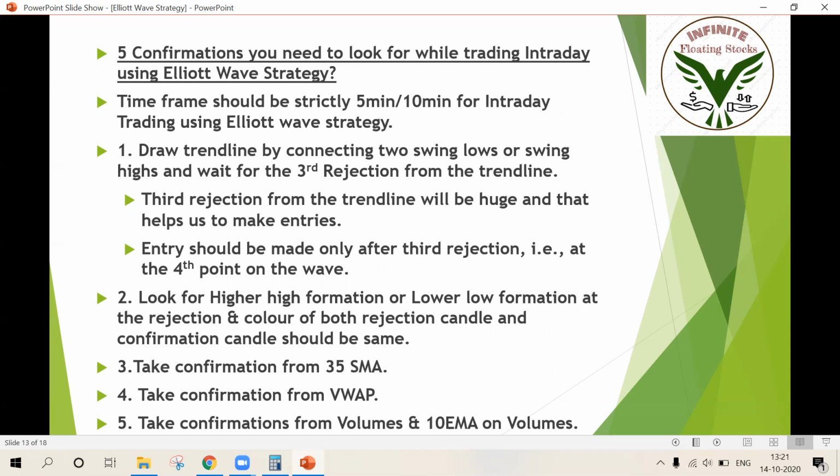Third confirmation is you need to take confirmation from the 35 moving average. Fourth confirmation is you need to take confirmation from VWAP, which is optional. Okay, it's up to you. If you miss out on VWAP, no problem. For this strategy, you can ignore VWAP. If you're getting confirmation from VWAP, then it's like an additional confirmation. And fifth confirmation is you need to look for volumes and the 10 moving average on volumes. There should be a spike in the volumes. There should be more people coming to the market at the third rejection.